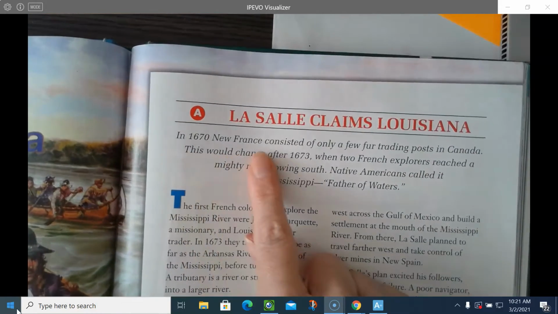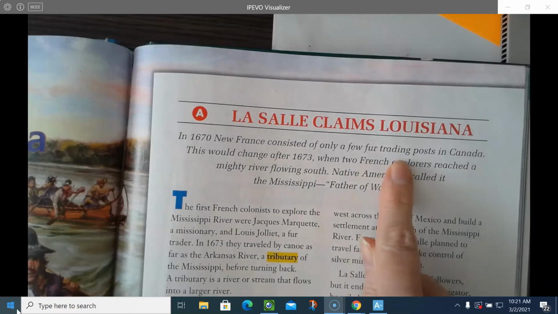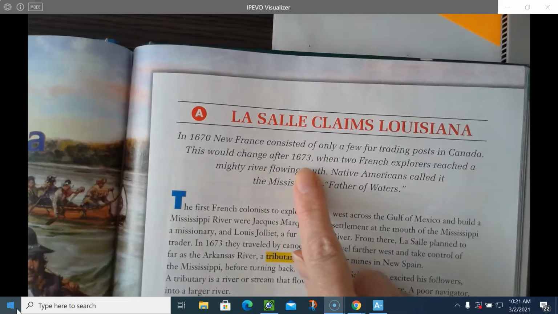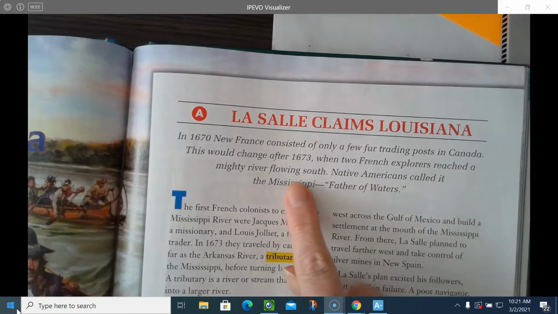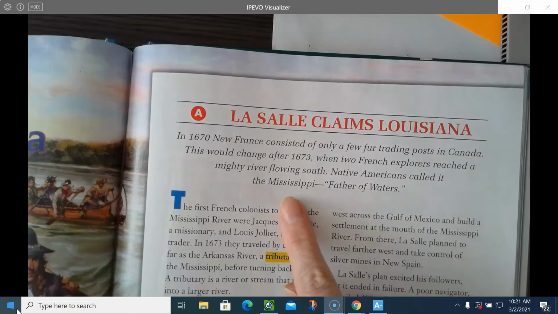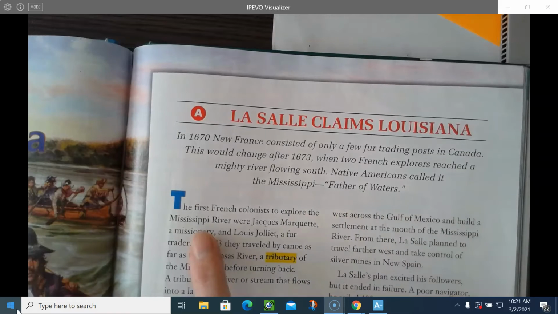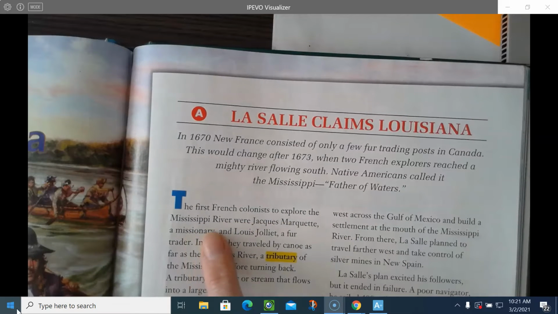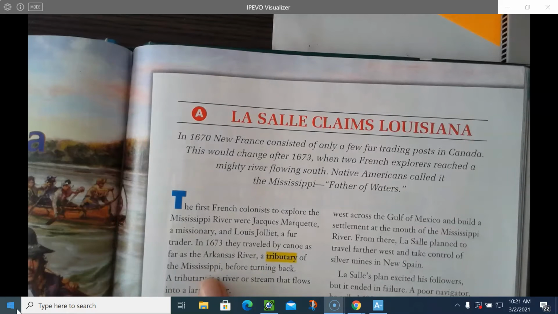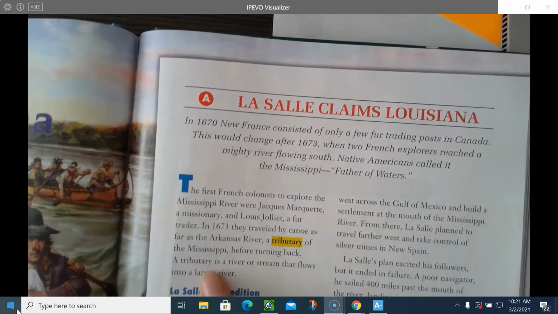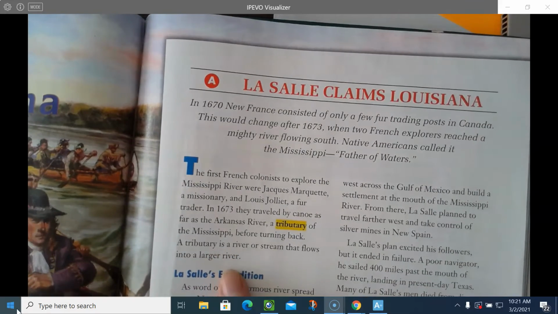In 1670, New France consisted of only a few fur trading posts in Canada. This would change after 1673 when two French explorers reached a mighty river flowing south. Native Americans called it the Mississippi, Father of Waters. The first French colonies to explore the Mississippi River were Jacques Marquette, a missionary, and Louis Joliet, a fur trader. In 1673, they traveled by canoe as far as the Arkansas River, a tributary of the Mississippi, before turning back. A tributary is a river or stream that flows into a larger river.